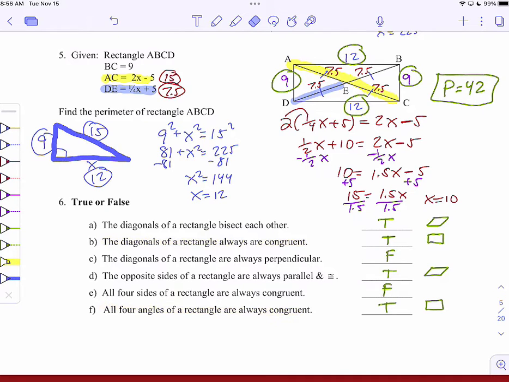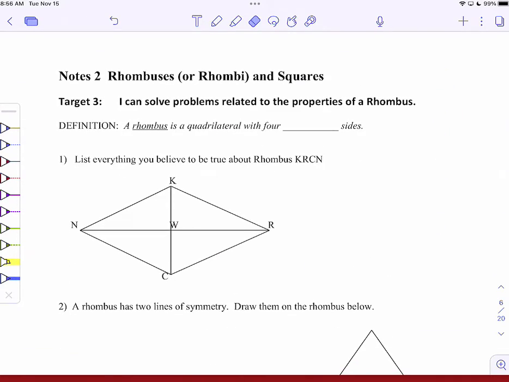All right, we're moving on to rhombuses. There's not a right way to say this. You could say rhombuses or you could say rhombi. It doesn't make a difference, okay? I know this one says notes too, but obviously we didn't finish the other one the other day. Actually, I'm going to stop this video and make another video on rhombuses.